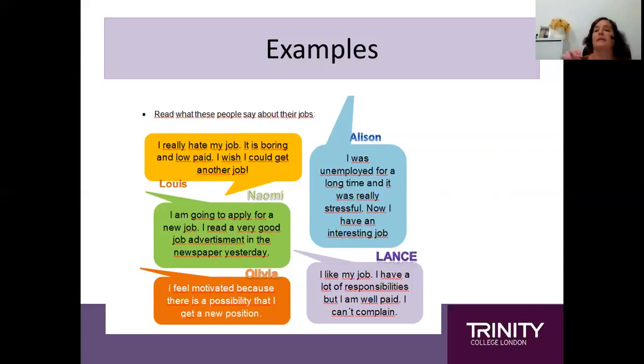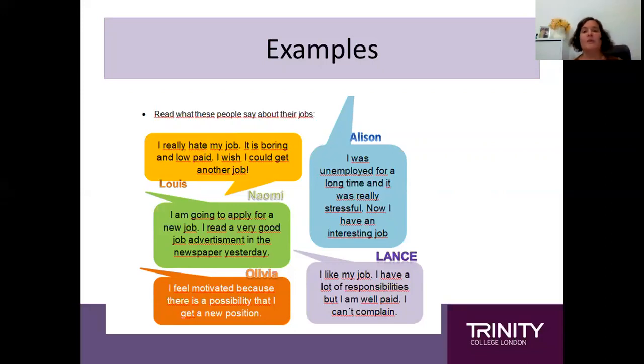students had to read what different people were saying about their jobs. So for example, Louis says, "I really hate my job. It is boring and low paid. I wish I could get another job." Alison says, "I was unemployed for a long time and it was really stressful. Now I have an interesting job."